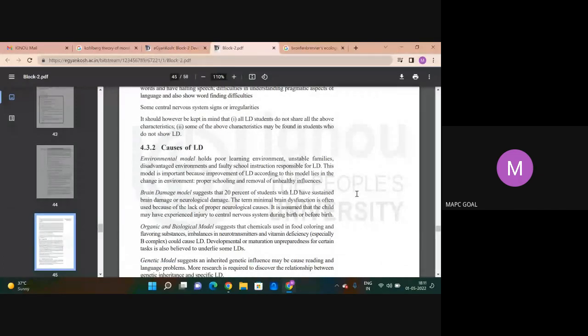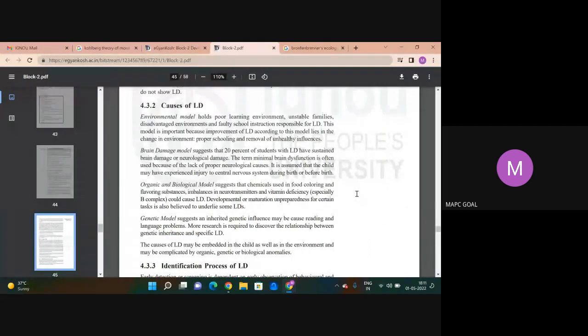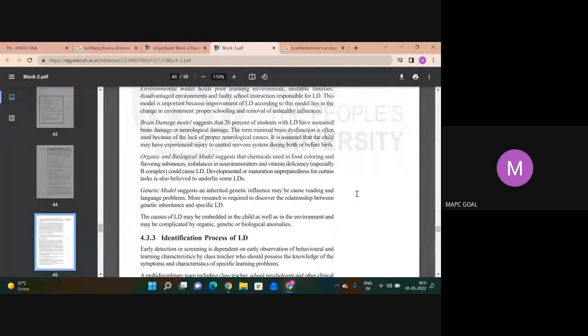Then, causes of LD. What are the causes? Causes could be an environmental model, when the child was in the womb and a problem led to an unhealthy influence. Then brain damage, a neurological damage, could cause learning disability. In organic and biological models, certain instances like neurotransmitters and vitamin deficiency when the child is in the womb could also create a problem. Then the genetic model: definitely from parents, so this could also get transferred.